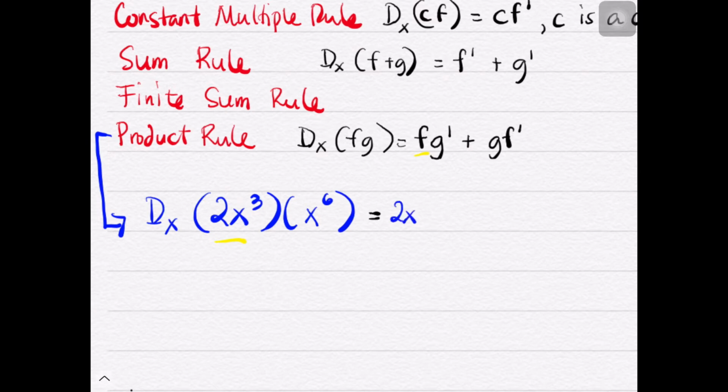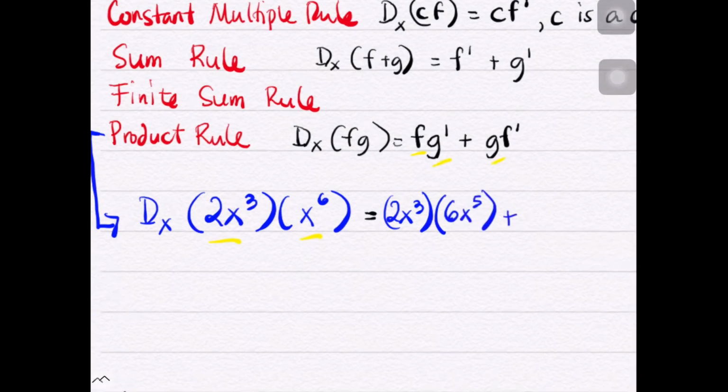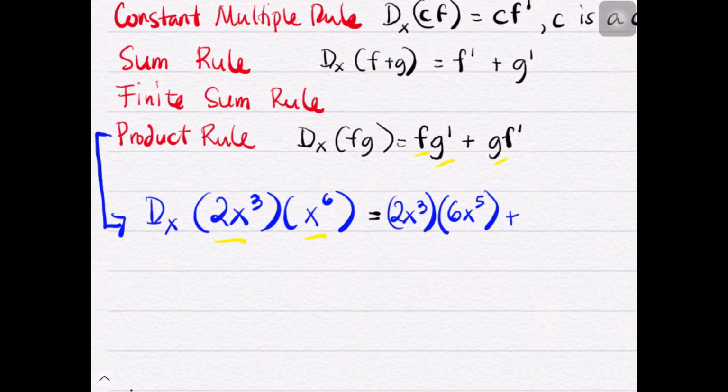Product rule says that we have to get first the first function, which is in this case 2x cubed. Then we multiply this to the derivative of the second function, which is x to the power of 6. In getting the derivative of x to the power of 6, notice that when we apply power rule, x to the power of 6 becomes 6 times x to the power of 5.